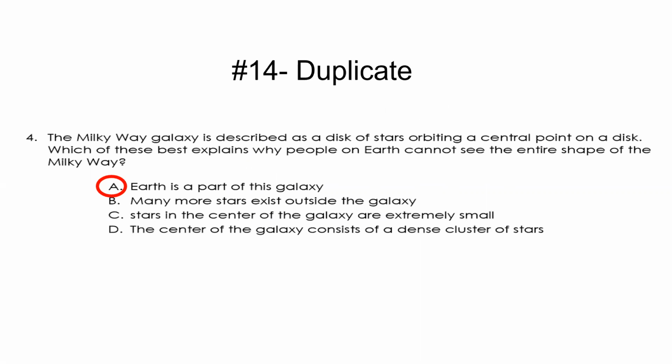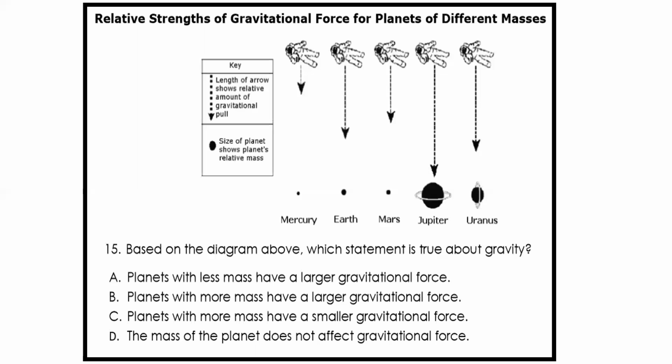For number 14, it's the same question as number 4. And then for this one, I noticed that we pretty much just didn't look at the key. So the key is telling us that the length of the arrow shows the amount of gravitational pull. Which planet has the biggest arrow? Jupiter. And Jupiter is also the largest planet. So this diagram shows that the more mass you have, the more gravitational force you have.